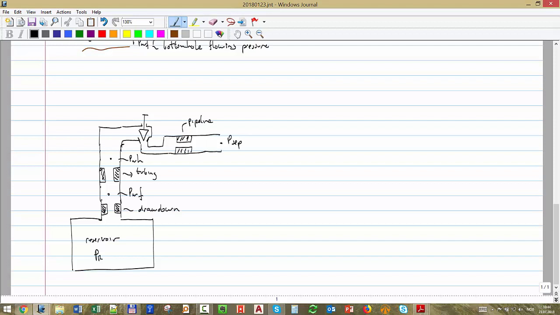Yeah, so that's something very important to say. Pipeline, tubing, drawdown, they are usually fixed unless something happens. How can they change? How can these restrictions change? I ask you now. Are they going to change or not in this analog?